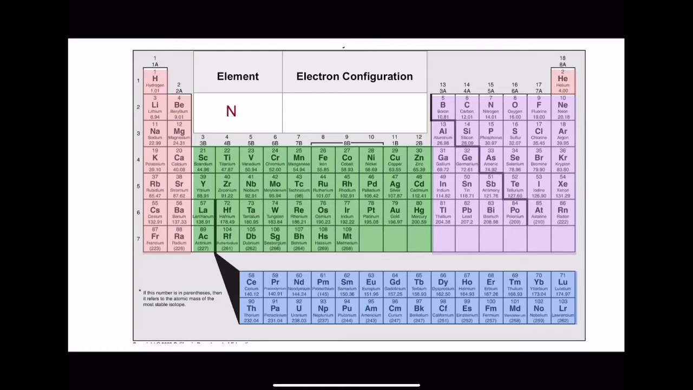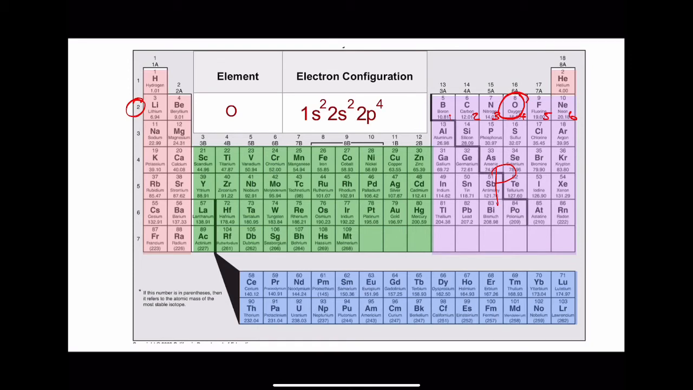So the next one, nitrogen, would be 1s2, 2s2, 2p3. The third one over in the p block of the second row. Oxygen, 1s2, 2s2, 2p4. We're in the second row, or second energy level. We're in the p block, and we're the fourth one over. So again, this is 1, 2, 3, 4, 5, 6.